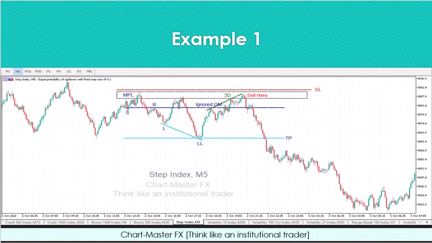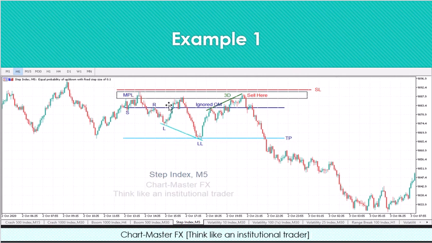So as you can see, guys, here on example number 1, on Step Index M5, we were able to have an MPL here. So there's an MPL area. Once we have an MPL area, you can see that we have the support here, and this support turned to resistance, becoming a flippy. And what happened is that this price, when it dropped, formed a low, and it went to the MPL area. Once it went to the MPL area, it's giving you an indication that we are going to come back again to that MPL area.